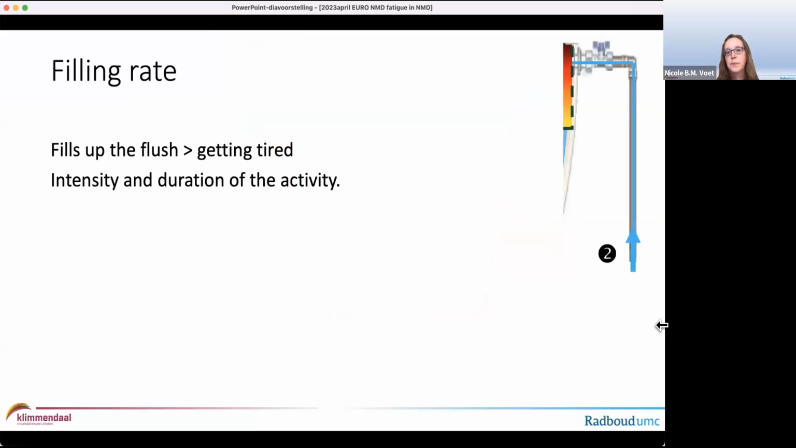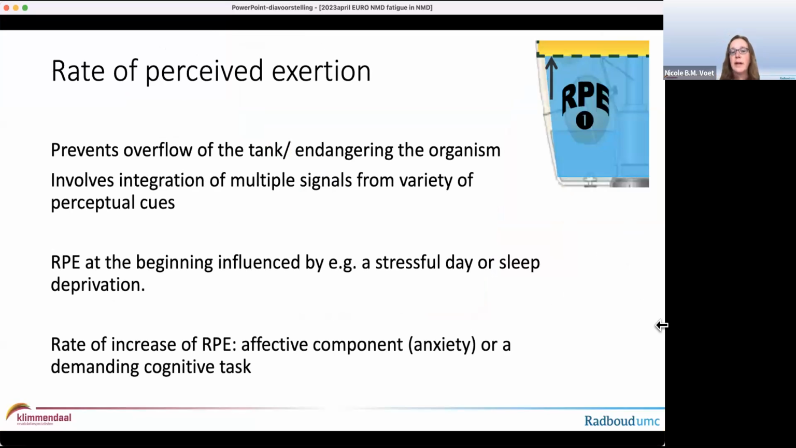First of all, the filling rate fills the water tank of the toilet flush. And of course, when you are exercising or active, the water tank fills, and then you get tired. The rate of filling is about the intensity and duration of the activity. Then the rate of perceived exertion, as I told you before, is a measure of subjective fatigue. That's a very important thing because it prevents overflow of the tank, or in other words, endangering of the organism, of ourselves. And it involves the integration of multiple signals from your body, from outside, and from a variety of perceptual cues.